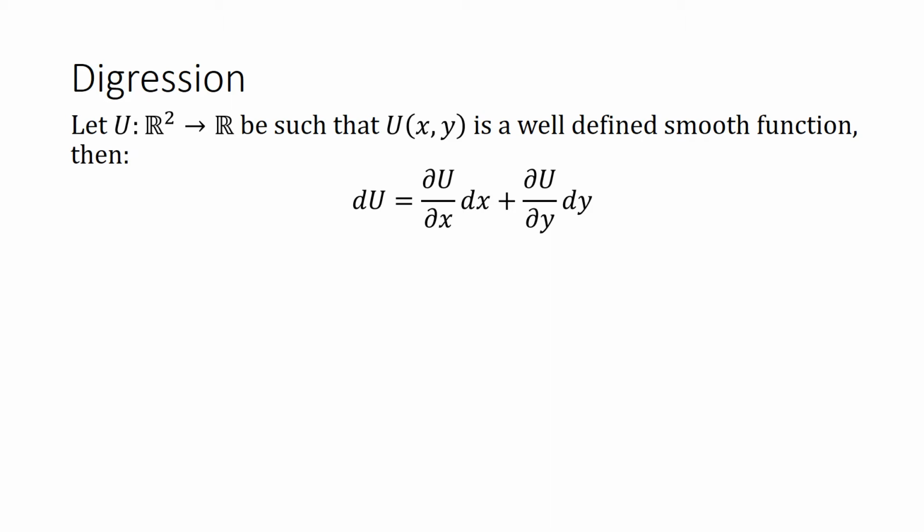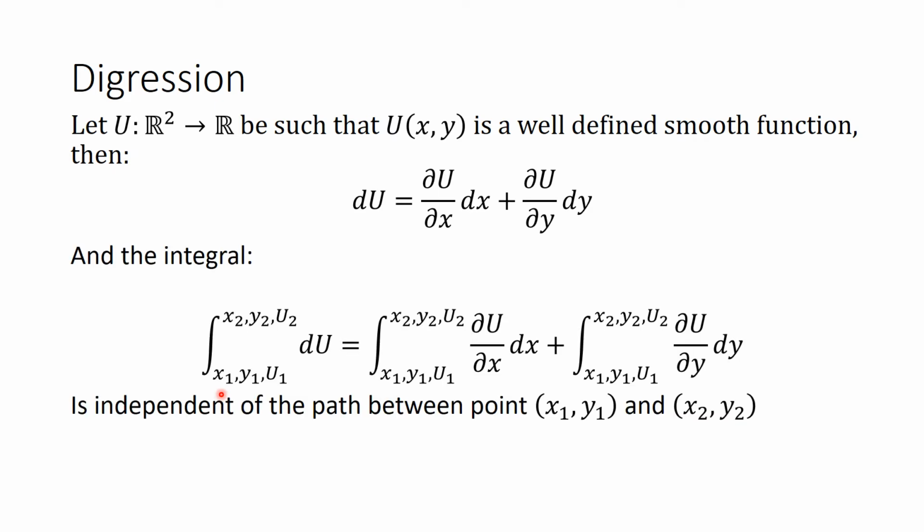In general, if I have a well-defined smooth function, let's say from R squared to R, denoted by u, then the infinitesimal change in u, du, is equal to partial u by partial x multiplied by the infinitesimal dx plus partial u by partial y multiplied by dy.